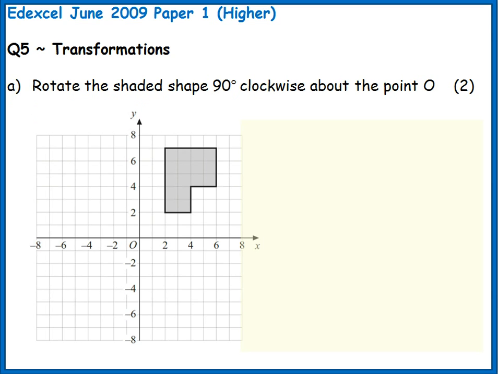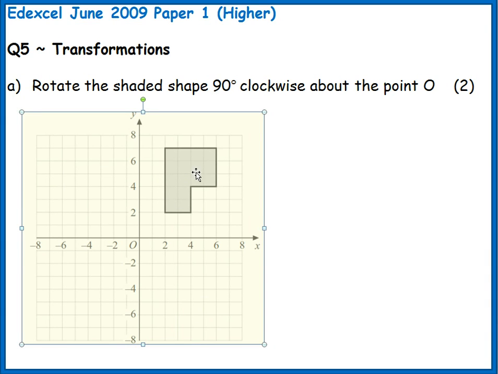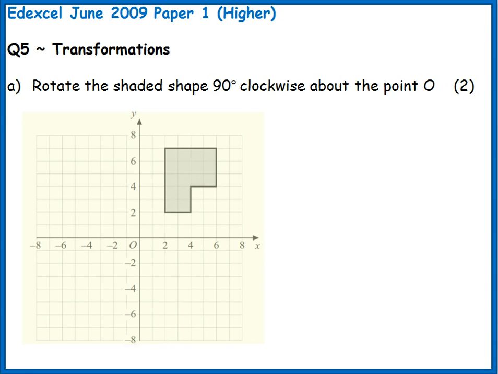So the way that you're going to do that is grab your tracing paper, which is given to you in the exam. If you're not given it, ask for it. What you're going to do is trace that shape as neatly as you can.